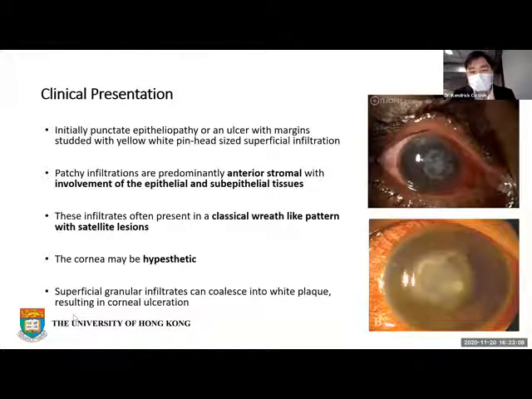So the reason why I thought of this group of infections was because of the relatively superficial nature. So here you can see it starts off as an initial punctate epitheliopathy, and it moves on to mostly the anterior stroma, epithelial and subepithelial tissues, and it gives you that classical wreath-like pattern with satellite lesions. One of the things that may point to this more than the mycobacteria is that in these cases, the cornea tends to be hyperesthetic, so they tend to be in a lot more pain. That was seen in our patient, where he wasn't able to open his eyes even with the treatment, and even while he was recovering, there really wasn't much improvement in his pain. So oftentimes you can see in this case, they can coalesce into a white infiltrate, which can ulcerate and start to melt the cornea.